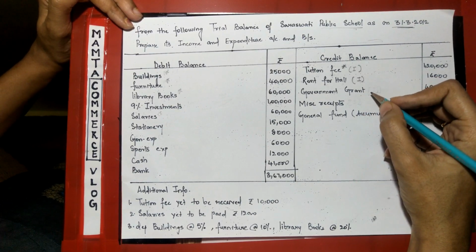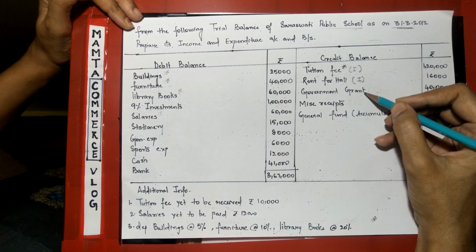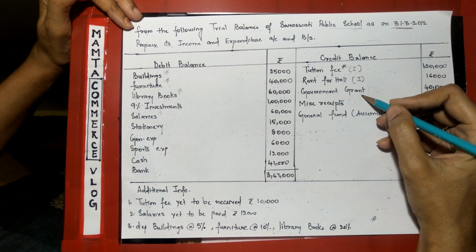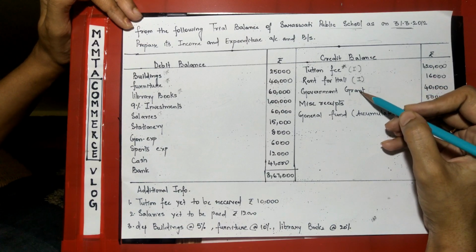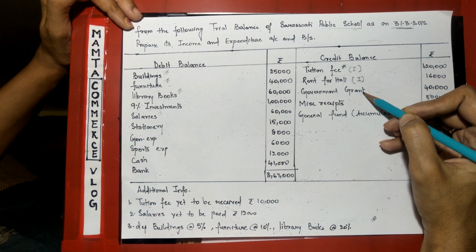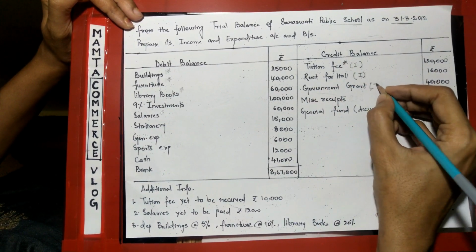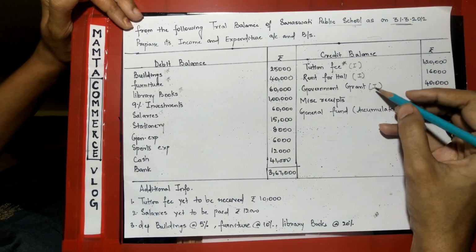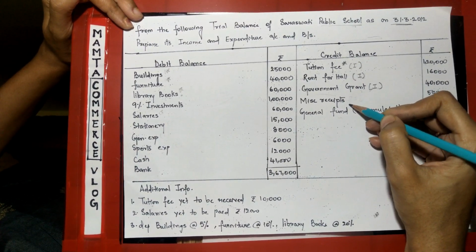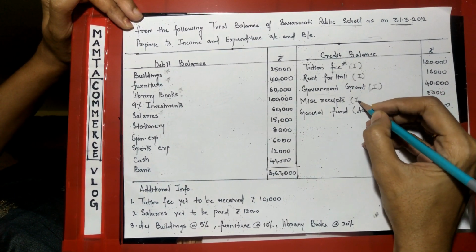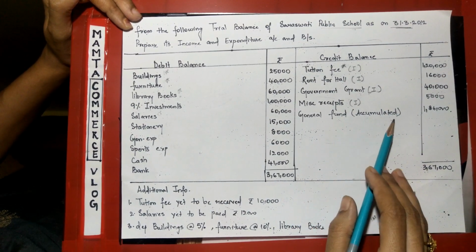I have discussed a few items in my previous video in which I have also explained about grant. Government grant given by either central or state is an income. If it is for specific purpose, then it is considered as a liability. So this is government grant, so this comes under income of our income and expenditure account. Next is our miscellaneous receipts. Miscellaneous receipts is also an income to us. This is a receipt.